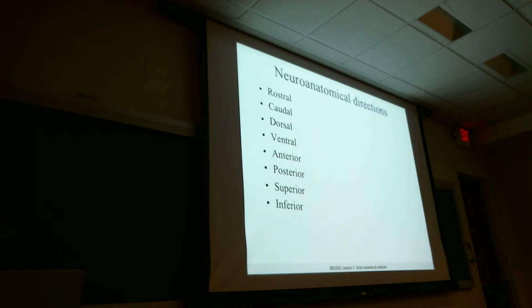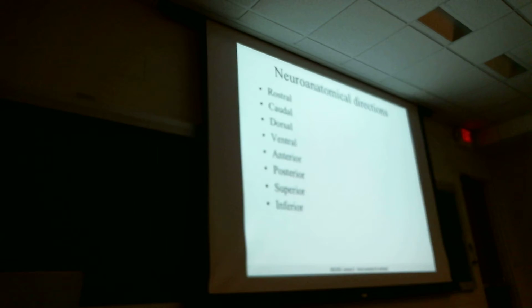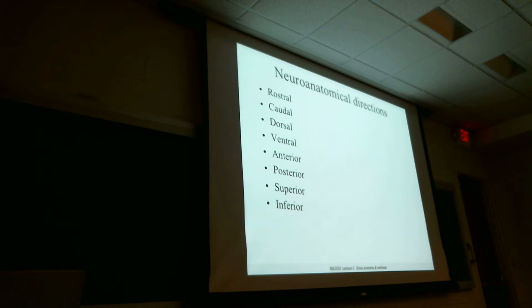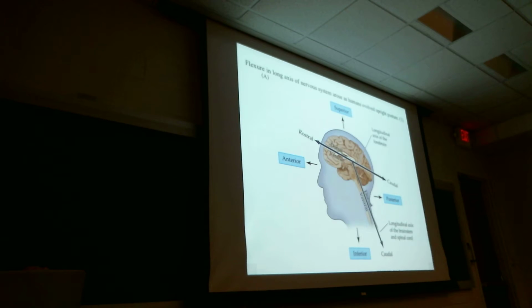Okay, terminology. Terminology is really important because everything is going to be referred to by these types of terms. So what do these mean? Rostral, caudal, dorsal, ventral, anterior, posterior, superior, inferior. Some of these you can kind of guess at, but they have very specific meanings when we're talking about the brain. Okay, so let's talk about rostral, caudal, dorsal, ventral.